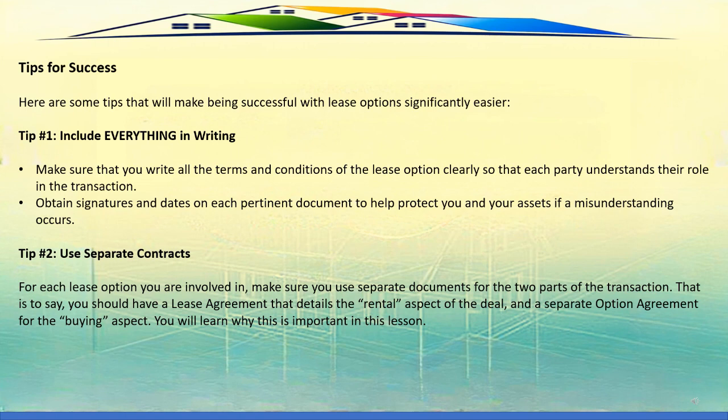Tip number 2. Use separate contracts. For each lease option you are involved in, make sure you use separate documents for the 2 parts of the transaction. That is to say, you should have a lease agreement that details the rental aspect of the deal, and a separate option agreement for the buying aspect. You will learn why this is important in this lesson.